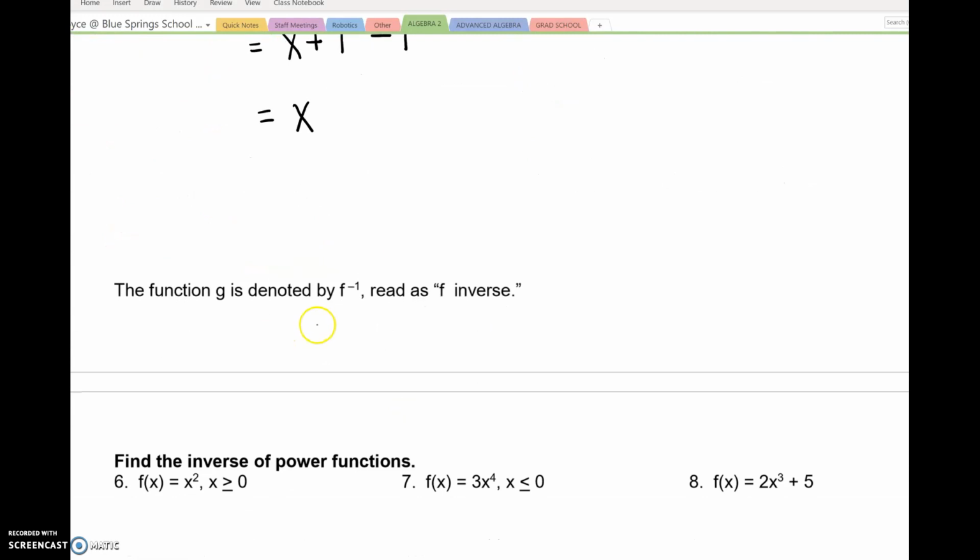I want you to write this in your notes. F negative 1 of x is called f inverse of x, and it means the inverse of the f function. So it's just notation. You know how f of x is like a fancy way of saying y equals? F negative 1 of x, f inverse of x is a fancy way of saying the inverse of the f function.